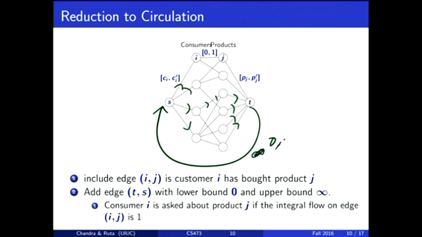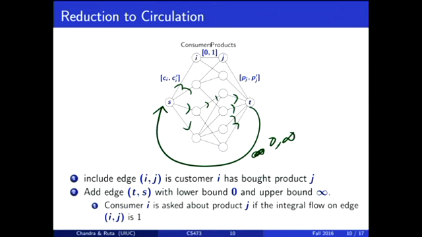We don't care, there are no other constraints. We only want to make sure that for each product, at least this many people are asked questions, and no more than that. Each customer is not asked more than this many questions, and no less than this many questions. And this is the constraint, and then you say, is there a circulation in this graph?